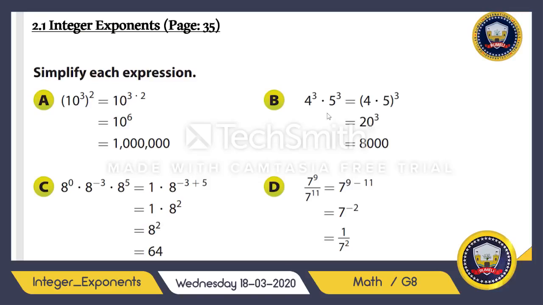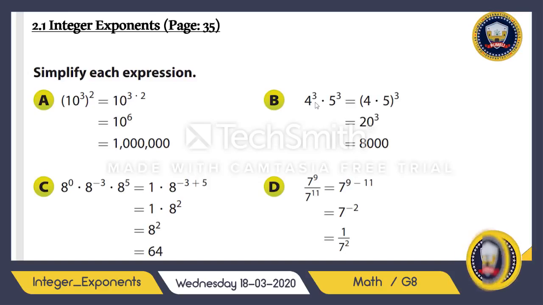Let's go to a few examples and activities. Okay, the first one says simplify each expression. Let's look at this. We have 10 to the power of 3, all to the power of 2. This is equal to what? We said when we are raising the power twice, we are going to multiply the two powers. So it is 10 to the power of 3 times 2, which is 10 to the power of 6. And this is 1 million. 6 here is 6 zeros.